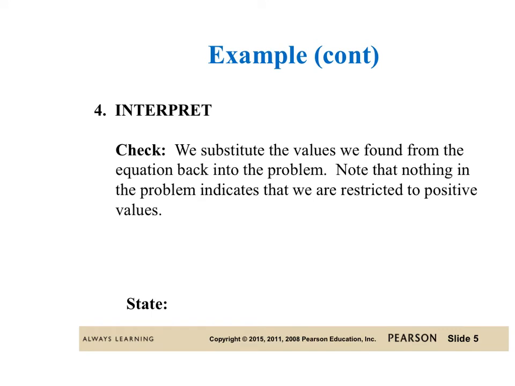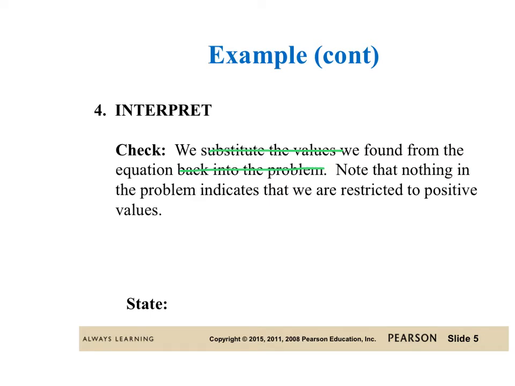So we're ready to go to the next phase, which is where we interpret and then state, which means we check and then we state the answer. So in the interpretation stage, we're going to substitute the values we found from the equation back into the original problem. And notice that nothing in the problem states that we're restricted to positive values, so we can check both of those answers.